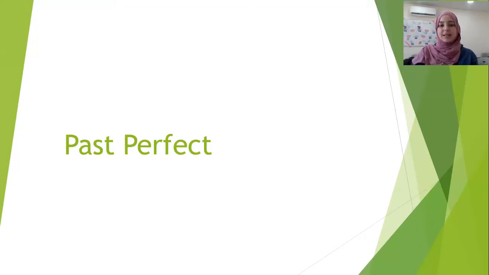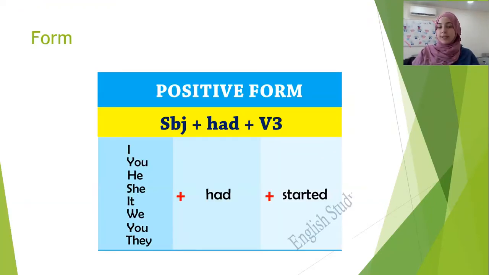Let us begin today's lesson talking about the past perfect. Now, the first thing you need to know about the past perfect is the form of the past perfect. So let's look at the affirmative form. It is a subject plus had as a helping verb plus verb 3 as the main verb.